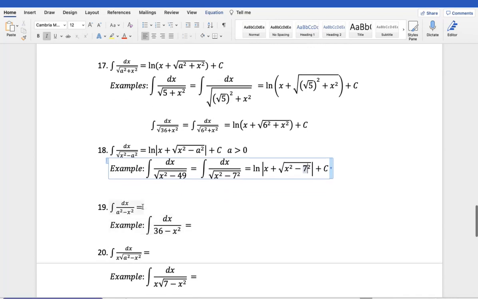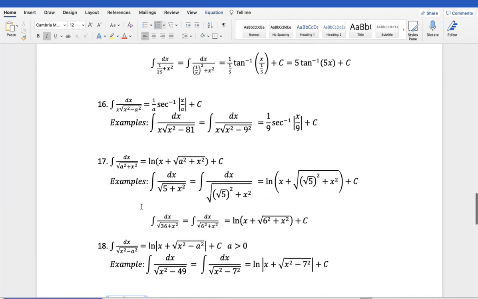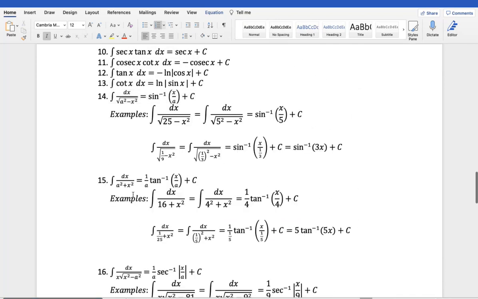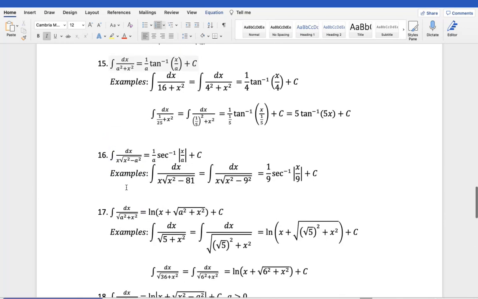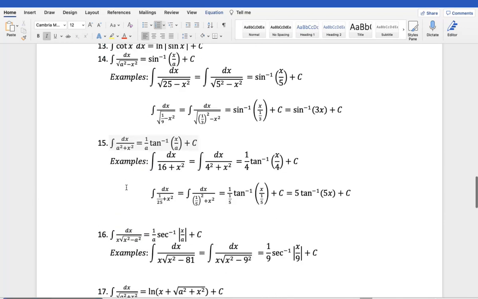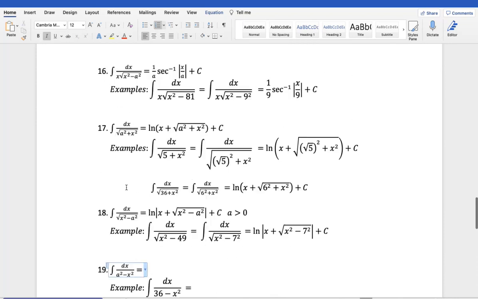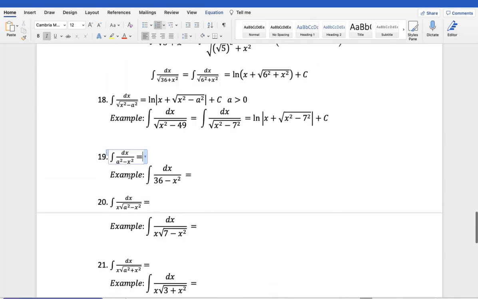Now, the next form is looking at the integral of dx over a squared minus x squared, which should not be confused with the integral of dx over a squared plus x squared. So those are two different integrals as well, so we should pay attention to that.